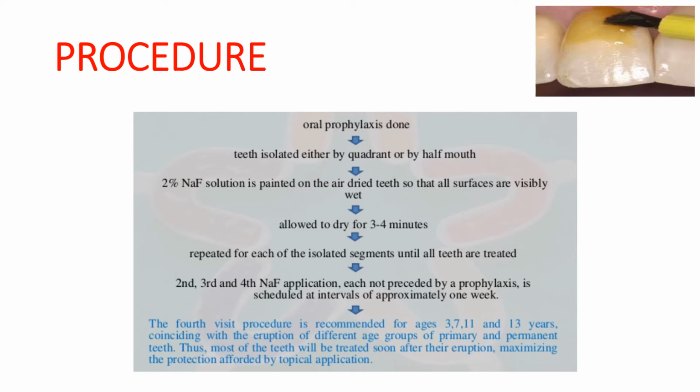So over here, you have first done the oral prophylaxis, cleaned and polished the teeth properly, then isolated them and dried them properly, and then you start the application of the sodium fluoride. The 2% sodium fluoride solution is painted on the air-dried teeth with the help of a cotton applicator stick, so that all the surfaces are visibly wet.